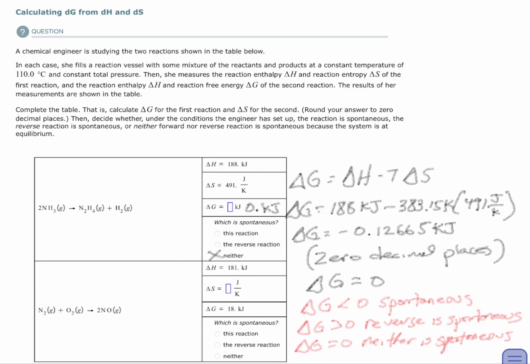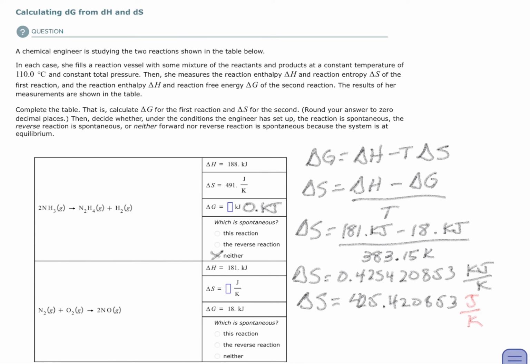Okay? If you were to find a Gibbs free energy that has a negative G, then it is a spontaneous reaction, and if you have a positive G, then you can be convinced that the reverse reaction is spontaneous. Okay, so in this case, I've got 0 kilojoules for Gibbs free energy, and neither is spontaneous. That's the first problem.